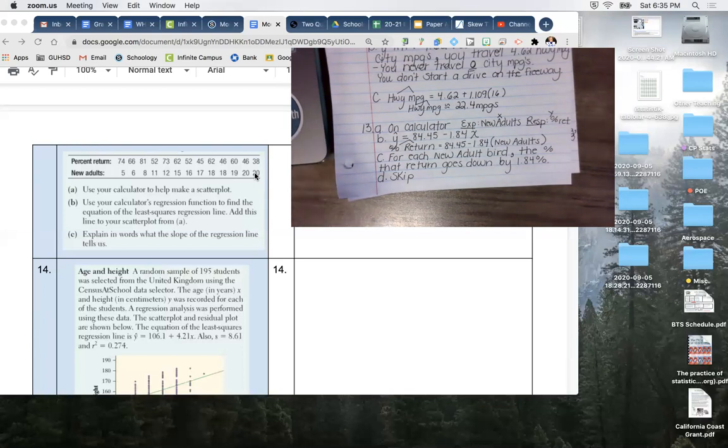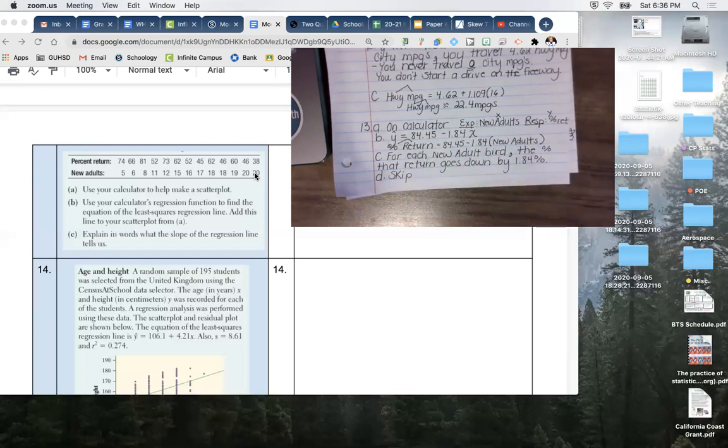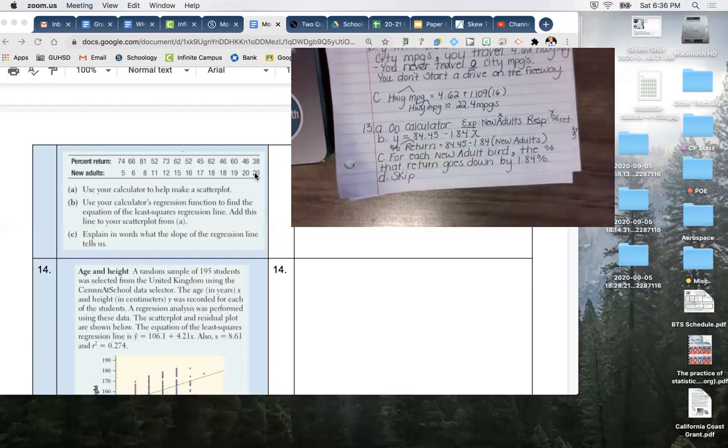So what it tells us is that for each new adult bird, the percent of return goes down by 1.84%. So for each new adult, remember for every 1 unit increase of X, your Y goes either up or down, in this case down by whatever your slope is. For each new adult bird, the percent of return goes down by about 2%.